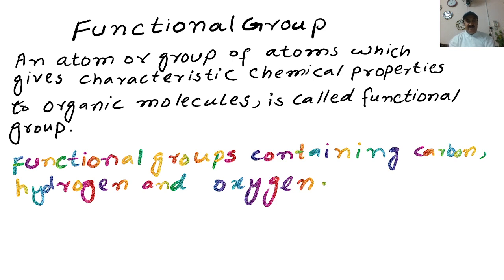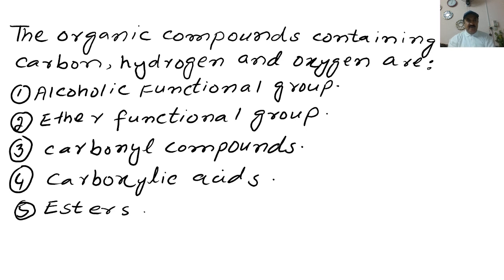Now we come to those compounds which contain carbon, hydrogen and oxygen. These functional groups are very important from the examination point of view. The organic compounds containing carbon, hydrogen, and oxygen are the alcoholic functional group, because alcohol has oxygen, the ether functional group, carbonyl compounds, carboxylic acids, and esters. So these five have carbon, hydrogen, and oxygen.